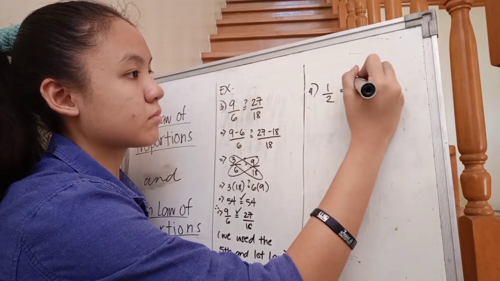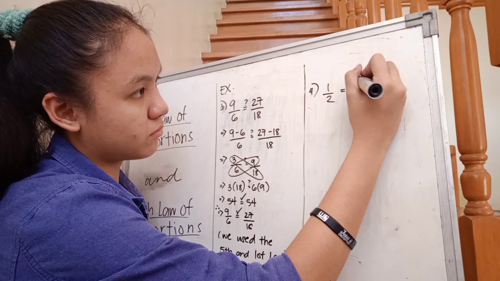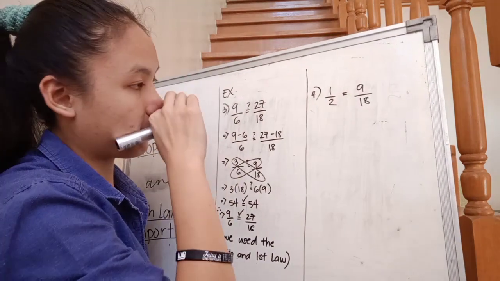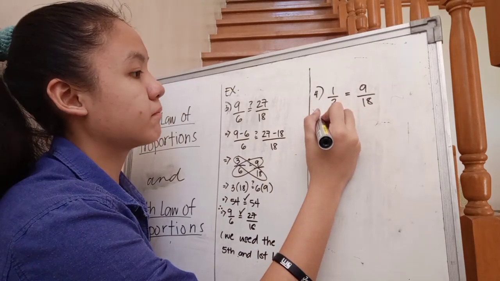So moving on, our fourth example is 1/2 is equal to 9/18.